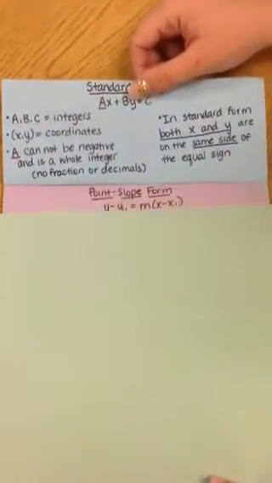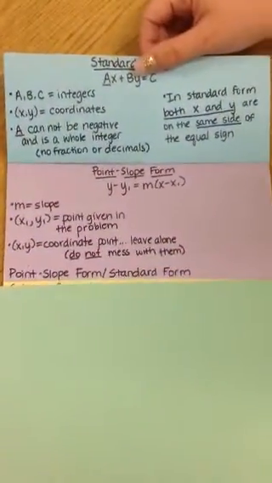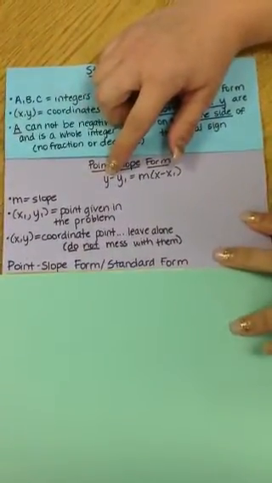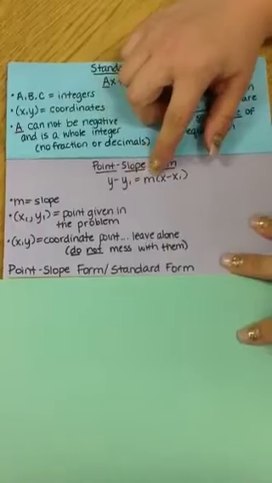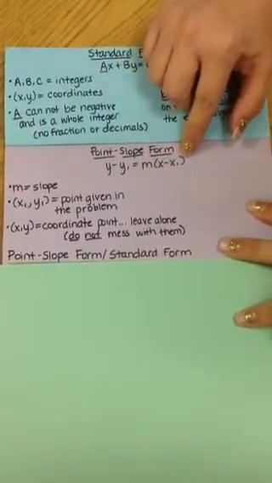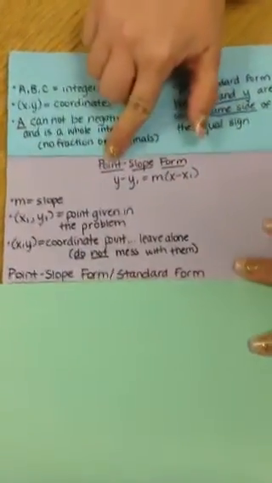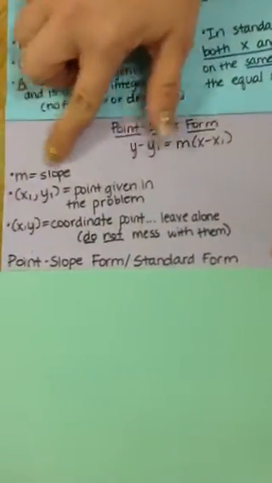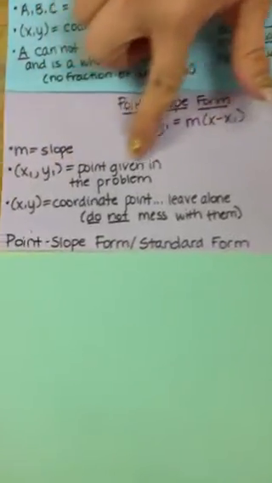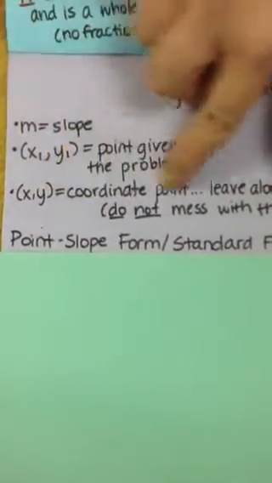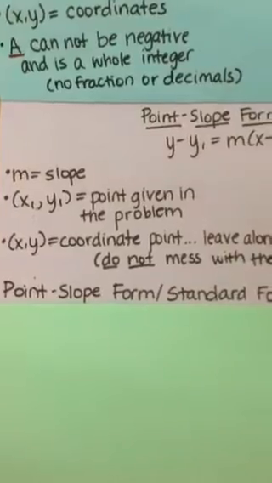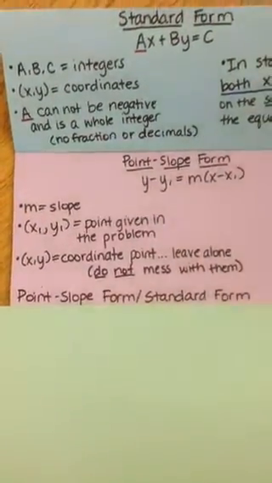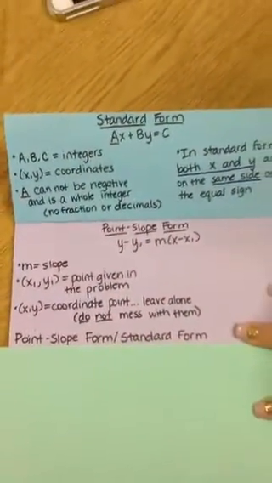Now, moving down to point slope form. This is what we covered today, so I'm not going to talk a whole lot about it. Remember, your point slope form is y minus y1 equals m times x minus x1. This is when you are given a point and a slope. That's why it's called point slope form. So m's your slope, x1 and y1 are the points given to you, and x and y are your coordinates. These are the ones that do not change. So make sure you pause this and copy this down in your foldable.